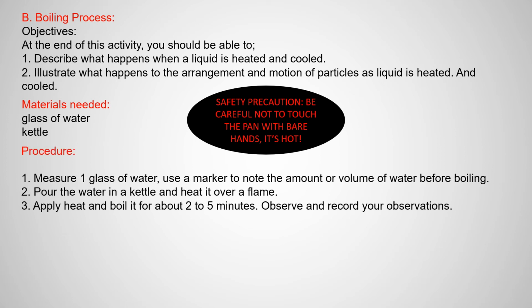Procedure number 1. Ensure 1 glass of water. Use a marker to note the amount of volume of water before boiling. Number 2. Pour the water in a kettle and heat it over a flame. Number 3. Apply heat and boil it for about 2 to 5 minutes. Observe and record your observations.